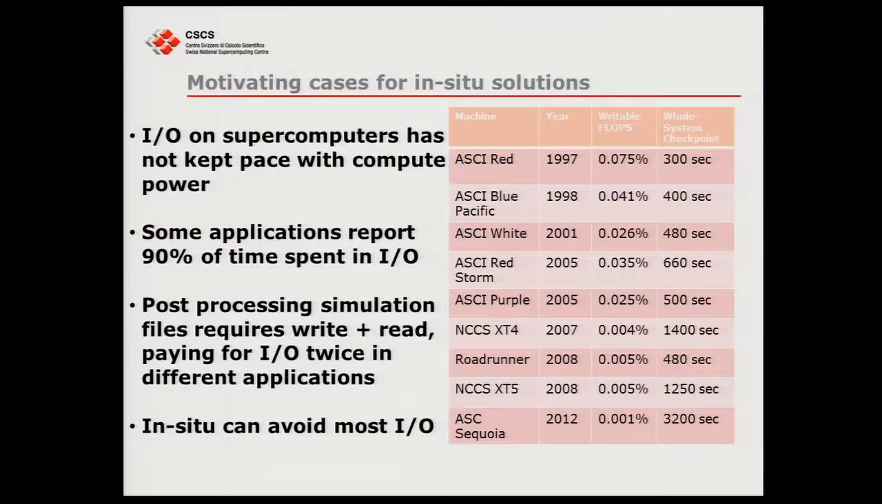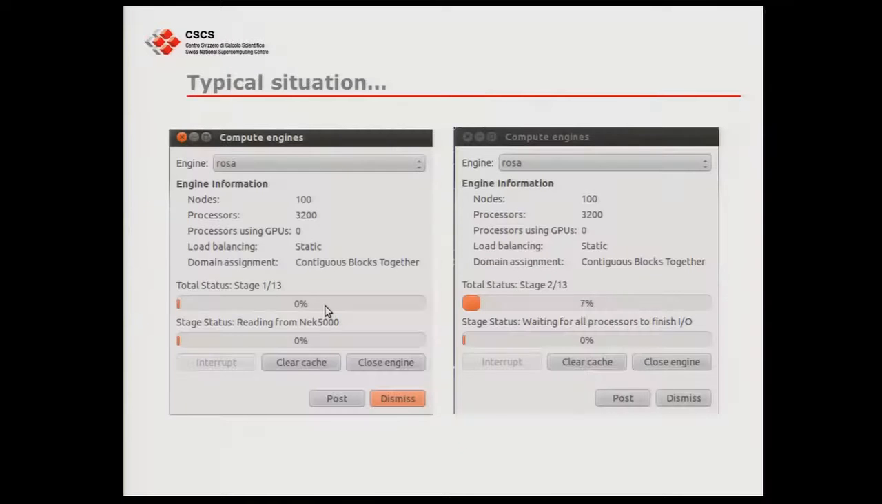Here are some actually old numbers, the latest being from 2012 on the ASCI Sequoia machine, doing a whole system checkpoint. It uses 0.001% of the total writable flops, and it takes over 3,000 seconds to save the content of memory to disk. So very, very difficult to do I/O on those systems.